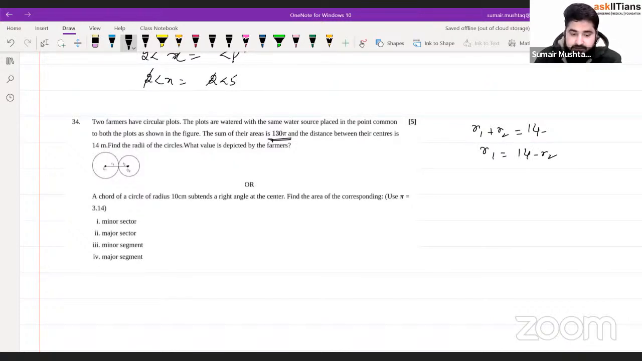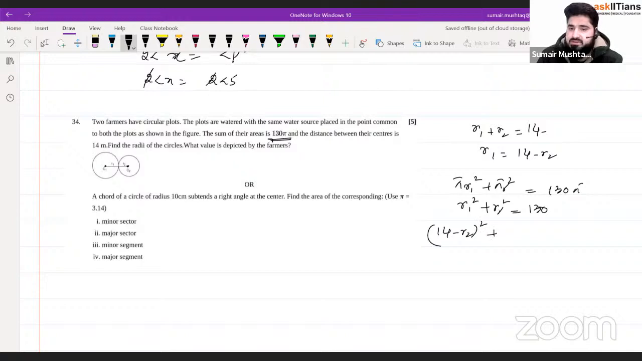Now, the area of these two circles, that is pi R1 square plus pi R2 square, is equal to 130 pi. I can take pi common. This is R1 square plus R2 square is equal to 130. Isn't it? Now in place of R1, can I write 14 minus R2 whole square plus R2 whole square is equal to 130. Get the value of R1 and R2. See, this is the actual figure. You can see which one is greater. Is R1 greater or R2 greater? Simply you can proceed for the question.